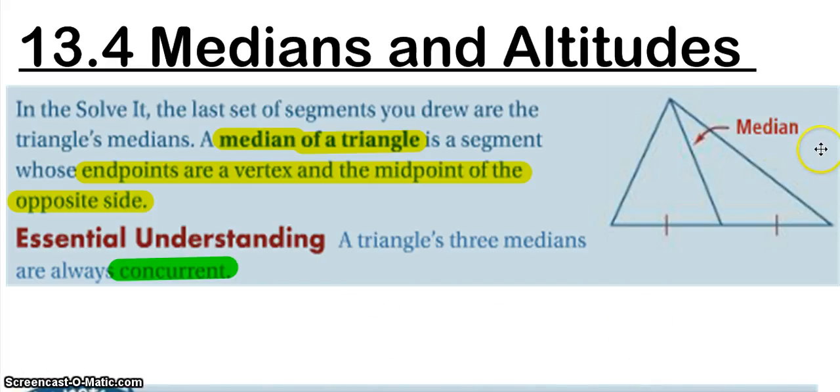So the median of a triangle is the line that goes from the vertex to the midpoint of the opposite side. Of course, I can't go from the vertex to the midpoint of a side that I'm touching because then that would just be part of the edge. So I go from the vertex to the midpoint of the opposite. And the other thing is the three medians of a triangle are always concurrent. Hopefully you remembered concurrent means they will all three meet in the same point.